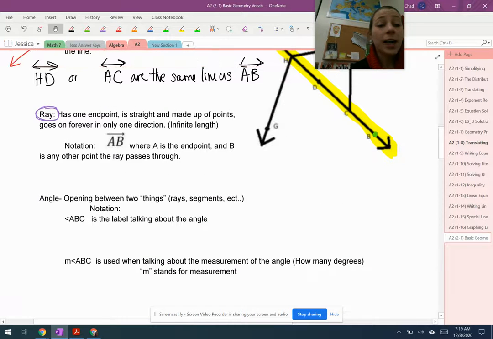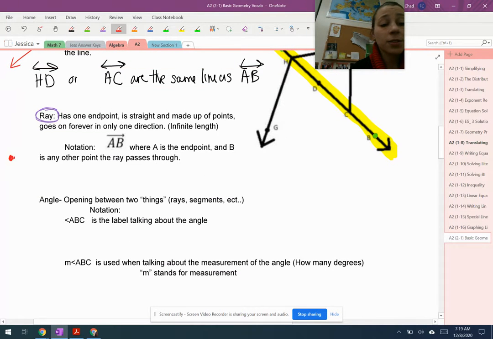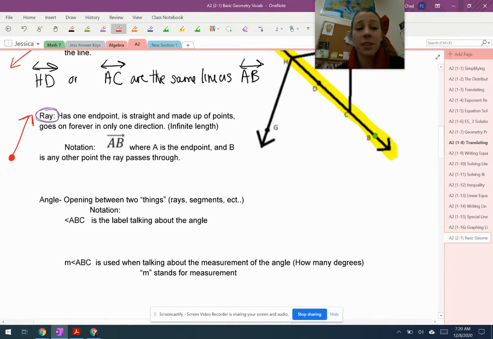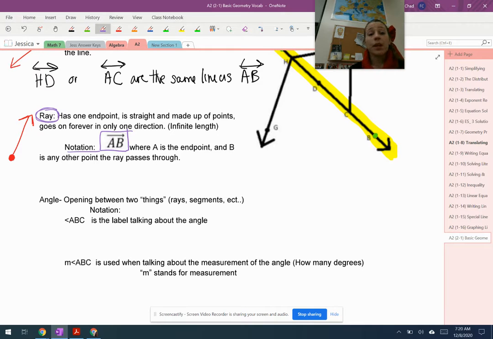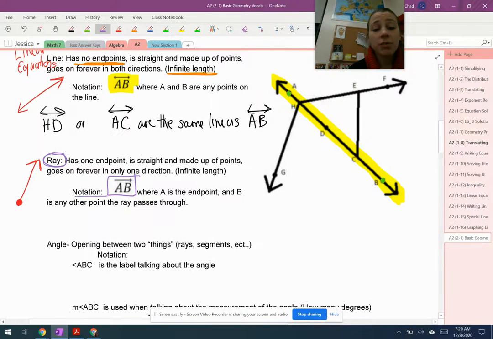And so a ray has one endpoint, is straight, made up of other points, and goes on forever in one direction. So a ray is like a segment and a line put together. It's like half and half. The notation for a ray, how we write rays, is basically what a ray looks like. Instead of arrows going in both directions like the line, it just has an arrow going in one direction. So when it has an arrow over the top of it like that, that says ray AB.